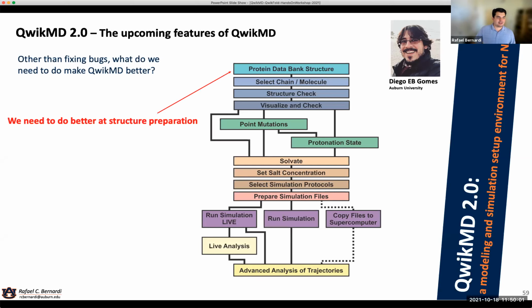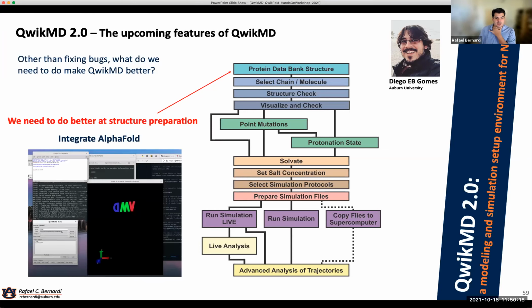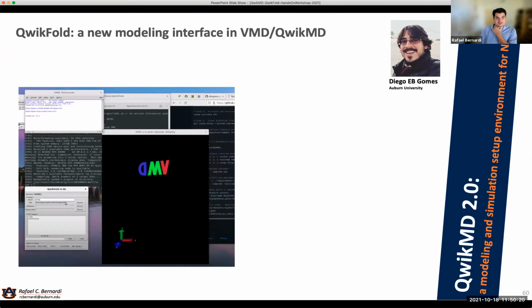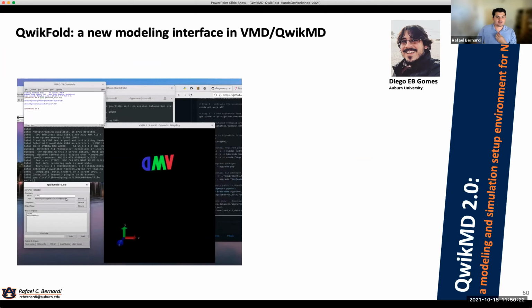The part that we decided was the first thing we should tackle was we need to do better, and that's for VMD and QuickMD, everything. We need to do better structural preparation. And so the first idea was to integrate it with AlphaFold, which is this new big thing using AI for folding. We actually developed already this first interface, and we are calling it QuickFold, which is connected to QuickMD, but you can also use it without. QuickFold is a new modeling interface for VMD and QuickMD.